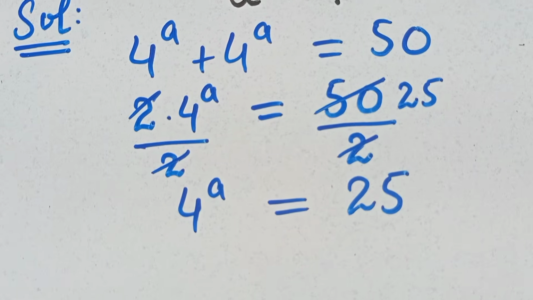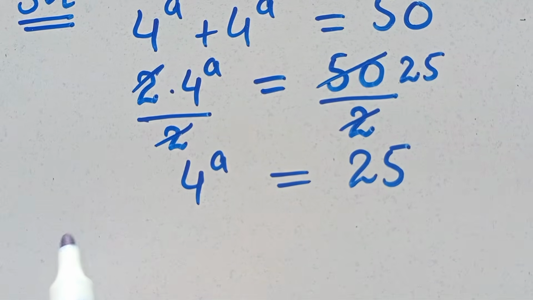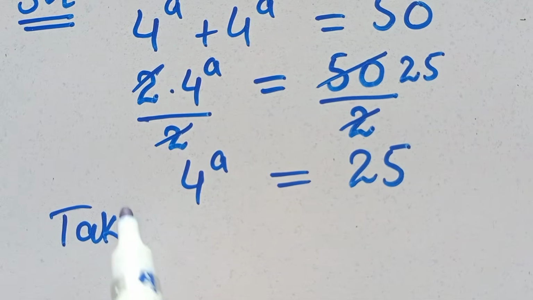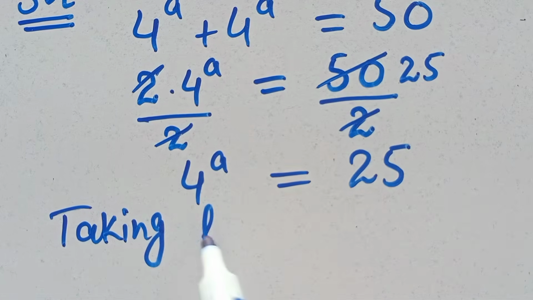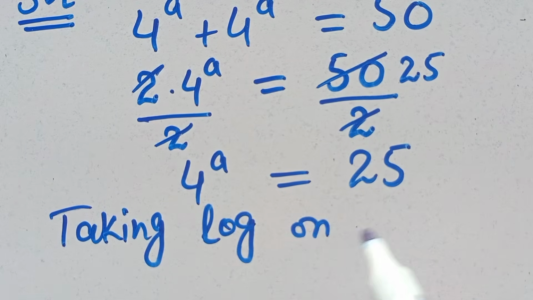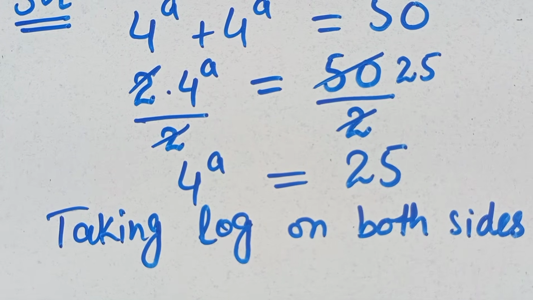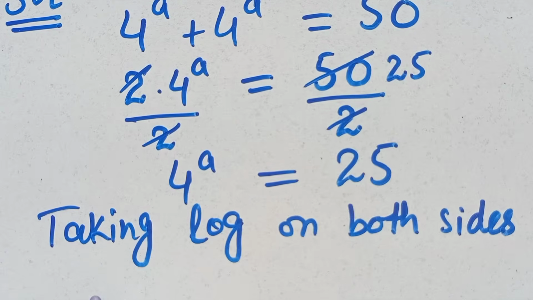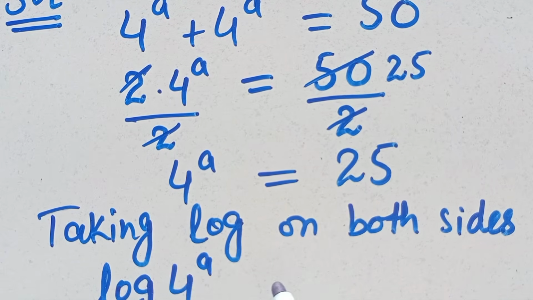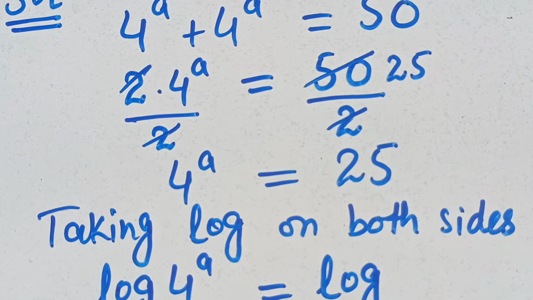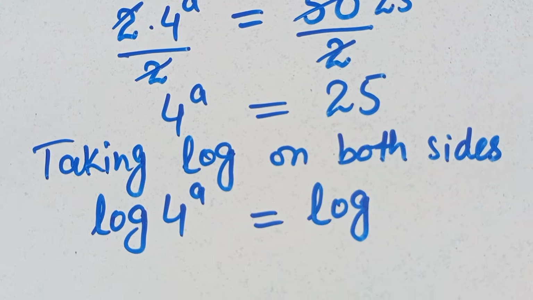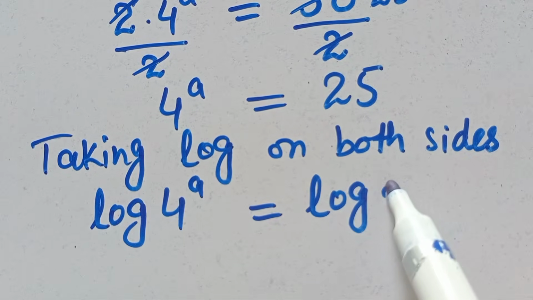Further simplifying it, for simplification, we will take log on both sides of this equation. That is, taking log on both sides. On the left hand side, writing it as log 4 raised to the power a equals log 25.